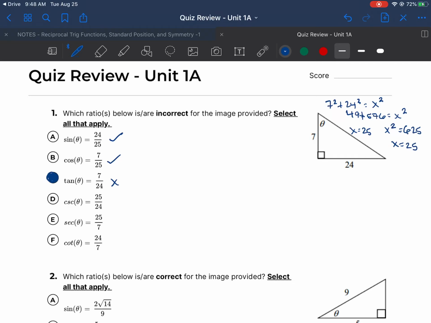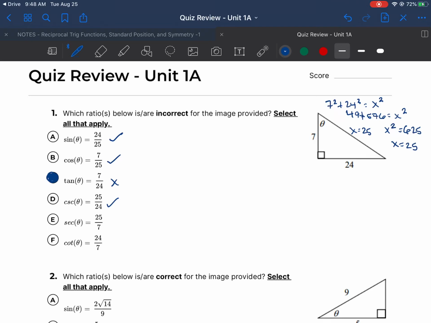Continuing with the problem, the cosecant of theta, well, that's going to be 1 over the sine, or the reciprocal of sine. Since sine is opposite over hypotenuse, cosecant is hypotenuse over opposite. Hypotenuse would be 25, opposite would be 24. Again, this is relative to the angle theta, so 25 over 24 is correct.